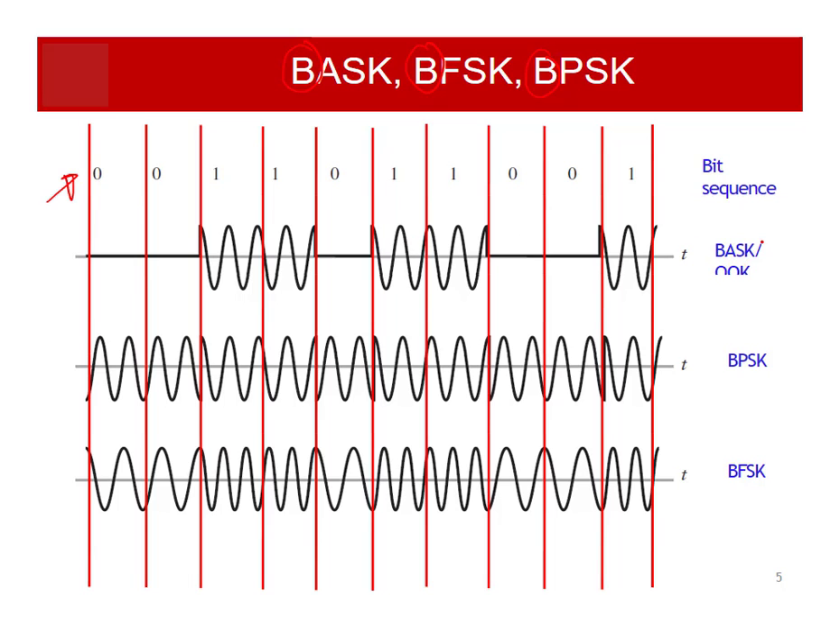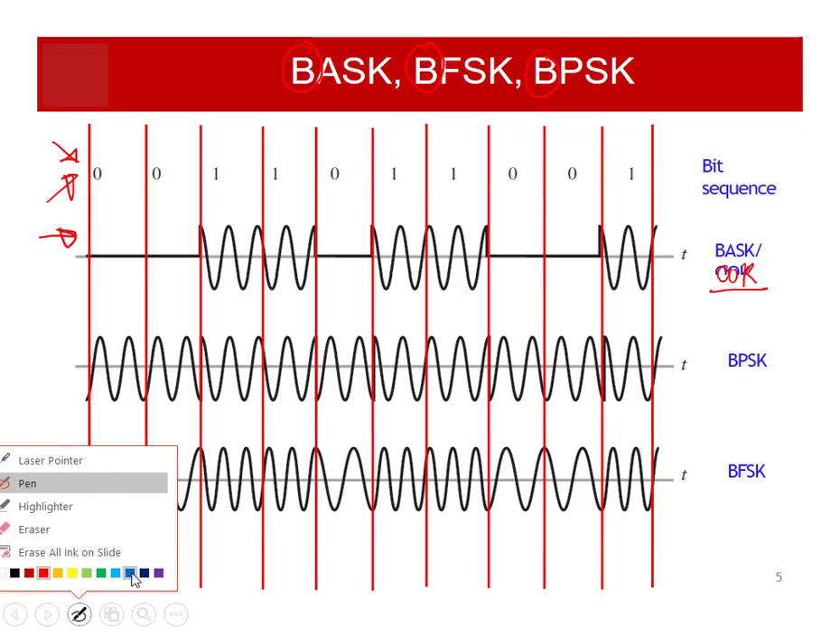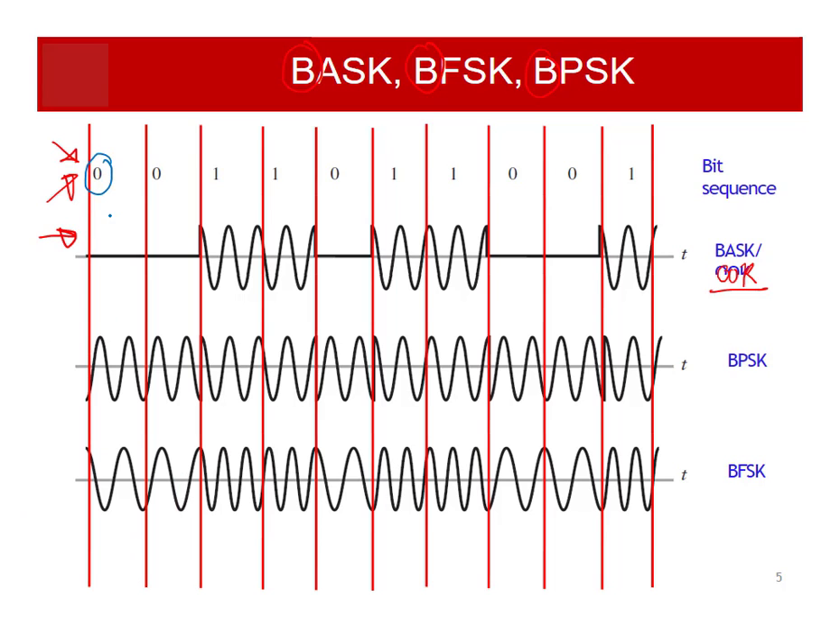There is another variant. This is actually a special variant of binary ASK, which is called OOK. OOK means on-off key. On-off key basically refers to the fact that when your bit is 0, you will just transmit null. You are transmitting nothing. It's off. When your bit is 0, it is off. Nothing is transmitted. But when your bit is 1, some amplitude is transmitted.